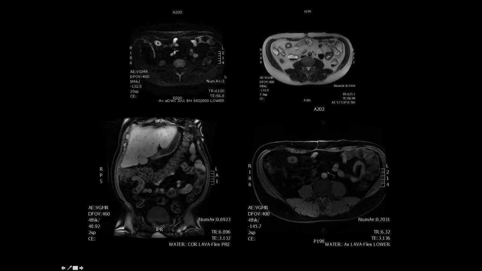And this is the diffusion weighted axial sequence. Again, this is one of the advantages of the MR enterography. The abnormality is here. Coronal T1 fat sat post contrast, axial T1 fat sat post contrast. Sorry.